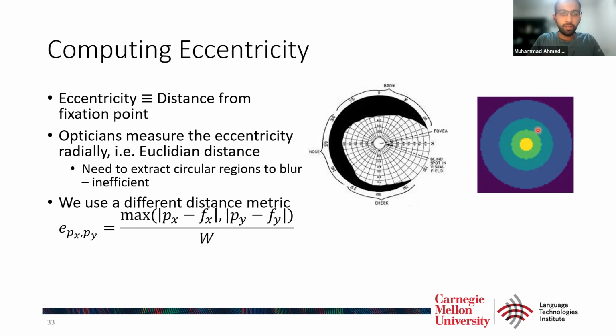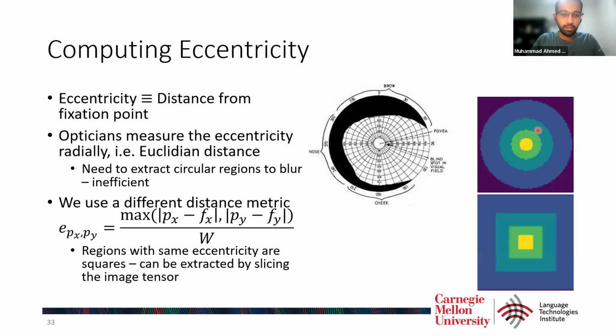So to make things more efficient, we use a different distance matrix that's shown here, and the consequence of that is that we get square receptive fields. So now we have these square regions in which the points have the same distance from the fixation point, and so now we can extract this dark green square simply by slicing into the image tensor. And that's very efficient because you don't need to do matrix multiplies or masking, etc.